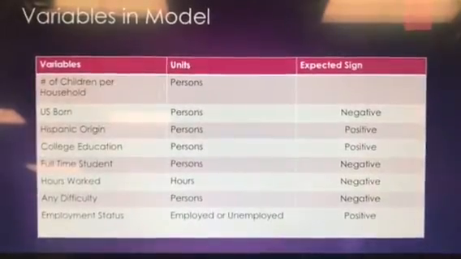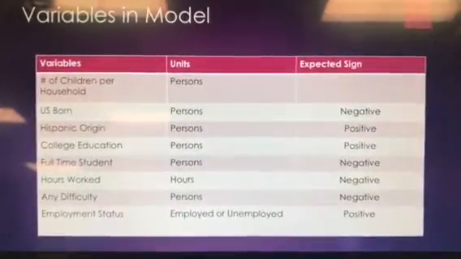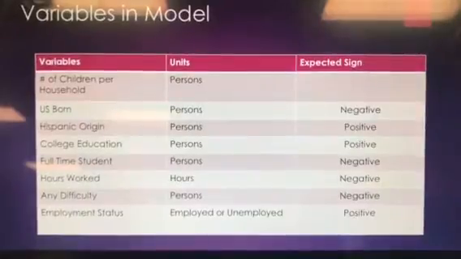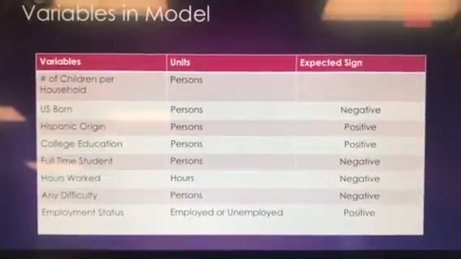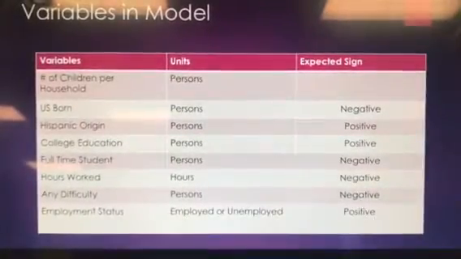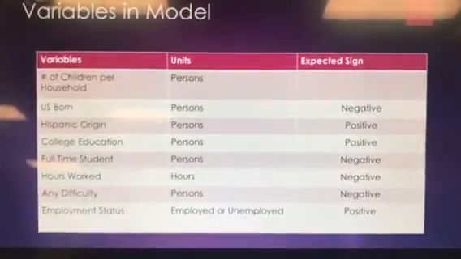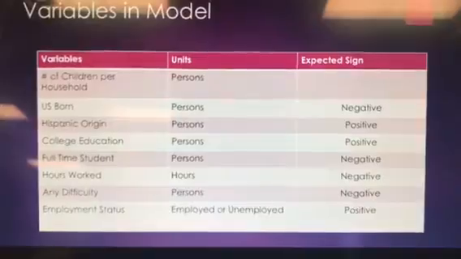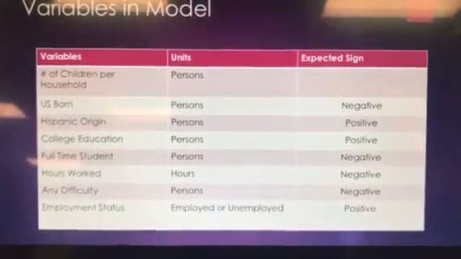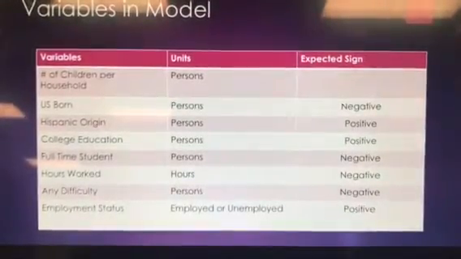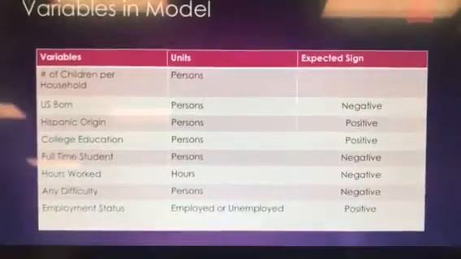Now on to our next variable, full-time student. The units for this are also persons, which means for every 1 person increase in a full-time student, there will be a negative effect to children in the household.